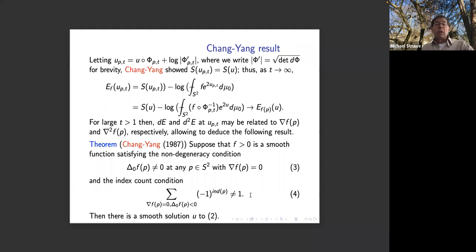This result basically also is a consequence of a bubbling analysis, which says that for almost critical points, the Liouville energy will be almost the Liouville energy of the spherical metric. And so the energy of U will almost be given by this energy with a fixed value F of P. And then this index count gives you the right condition.